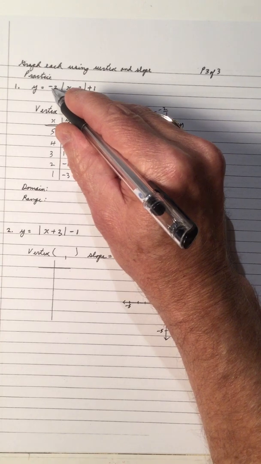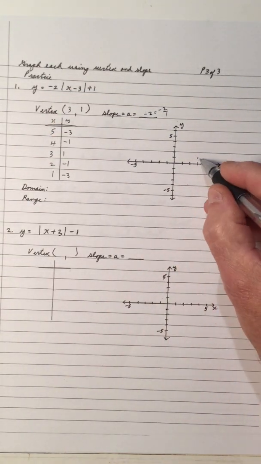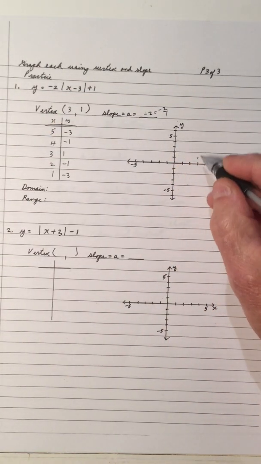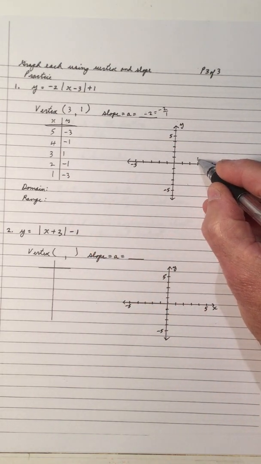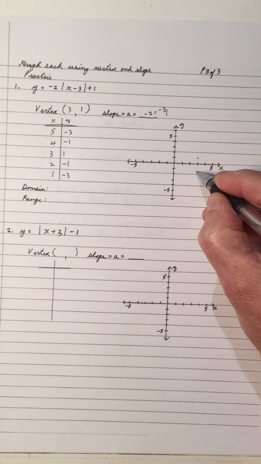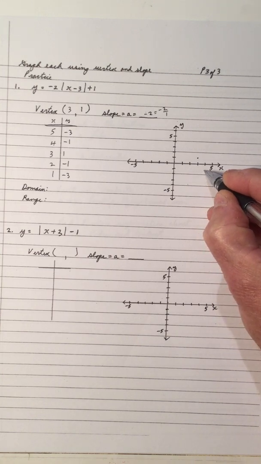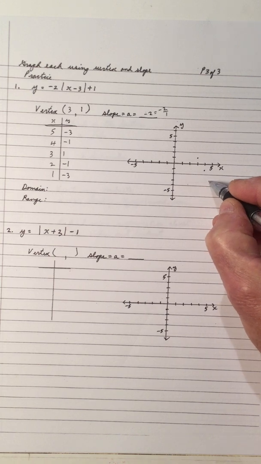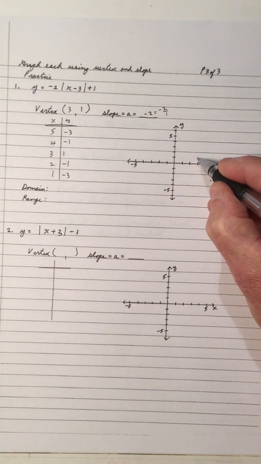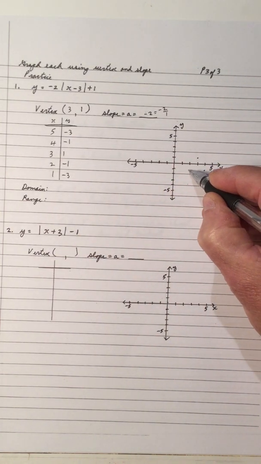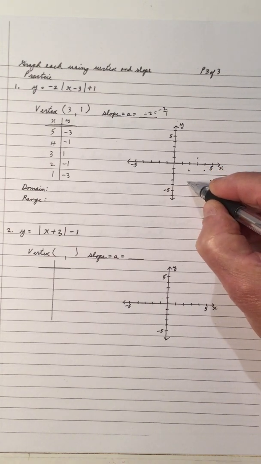So notice that this is going down because it's negative. So if I take this vertex and use the slope, I should get these points. So let's see. If I go down 2, to the right 1, right there. If I go down 2, to the right 1. So these points should be these right here. Or if I go down 2 this way, and I go down 2 more.